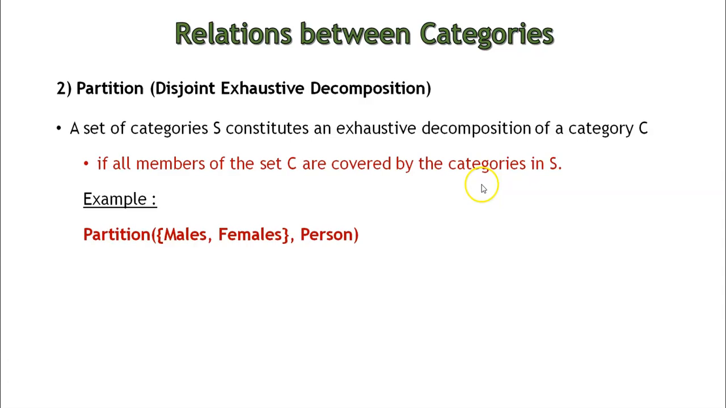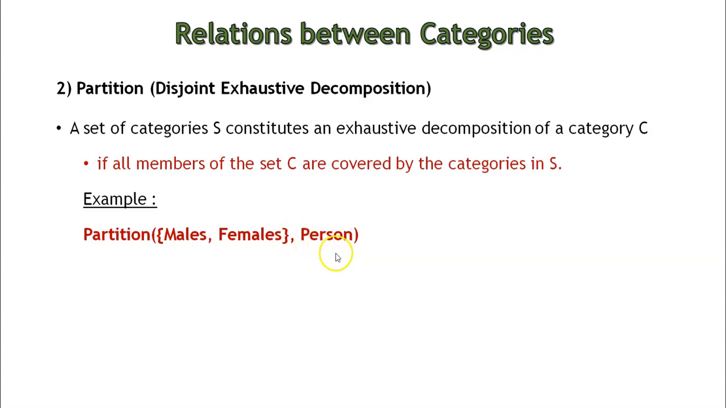For example, partition of males, females, person. Here let us consider males and females as a set of categories, which is called S, and the person category is there, which is called C. If all the members of the set C, say for example all the persons, will be covered in the categories in S. So please assume males and females as set S and person as set C.